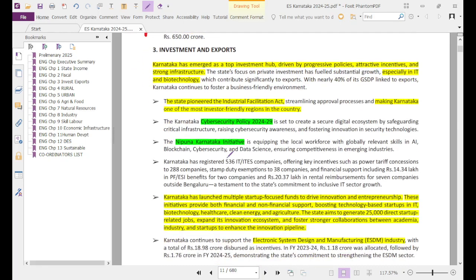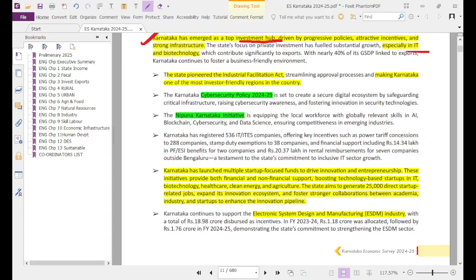Then within the investment and export scenario, Karnataka is emerging as one of the top investment hubs, attracting the highest FDIs into India, and strong infrastructure development that is especially driven by the IT and biotechnology center here. Also, the state pioneered the Industrial Facilitation Act, making Karnataka one of the most investor-friendly regions in the country. Since global dynamics exist, there is the cyber security policy. So quote this wherever green-highlighted policies of Karnataka, cyber security policy, fiscal responsibility policy we talked about, and then there are many others that are going to follow. Just remember and list them down at one place and keep quoting wherever possible in the answers.